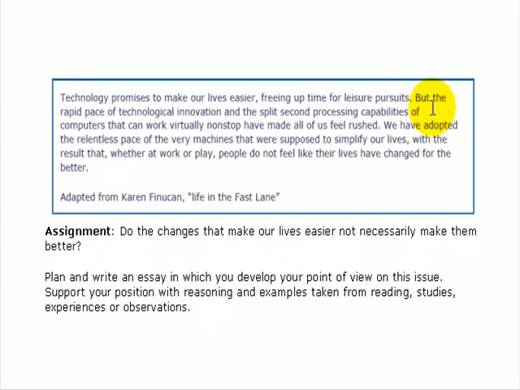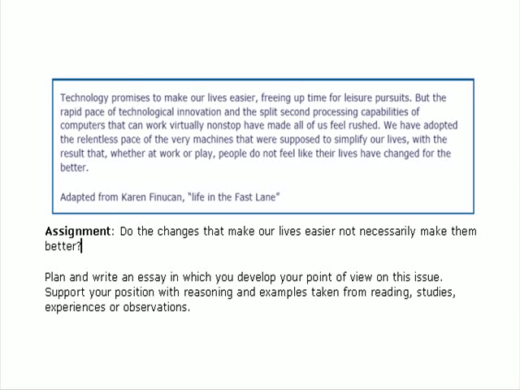Technology promises to make our lives easier, freeing them up for leisure pursuits. But the rapid pace of technological innovation and the split-second processing capabilities of computers that can work virtually non-stop have made all of us feel rushed. We have adopted the relentless pace of the very machines that were supposed to simplify our lives, with the result that, whether at work or play, people do not feel like their lives have changed for the better. Adapted from Karen Finnegan, Life in the Fast Lane.